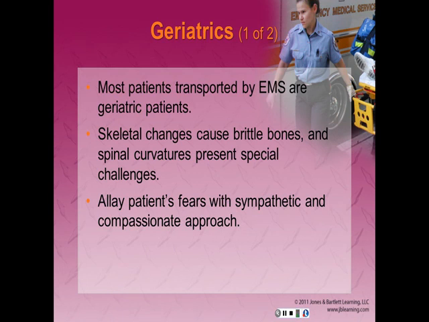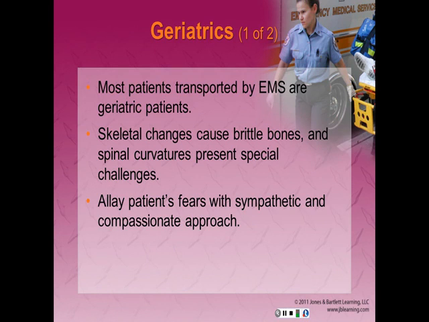Elderly patients. Most of the patients who actually get transported by EMS are considered geriatric or elderly patients over the age of 65. There are skeletal changes that occur, and this causes brittle bones and spinal curvatures. These changes give us some special challenges. Many of these patients cannot lie supine on a backboard without causing further harm. We have to be creative and use proper care in packaging and transporting these patients.